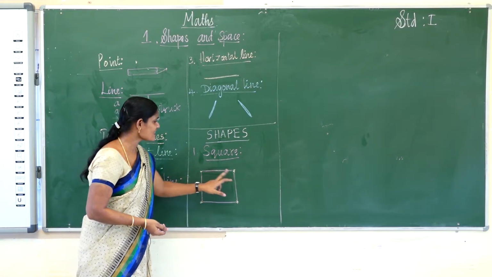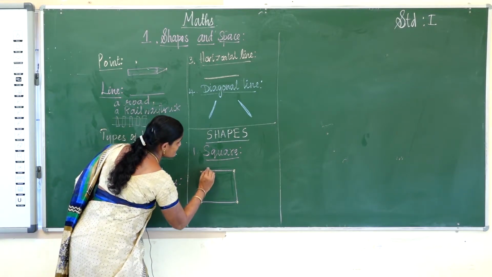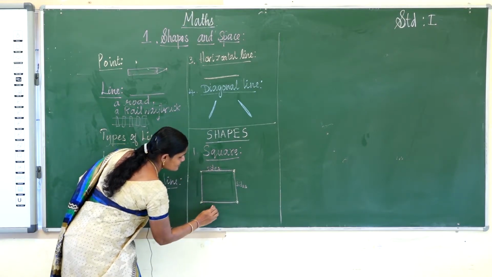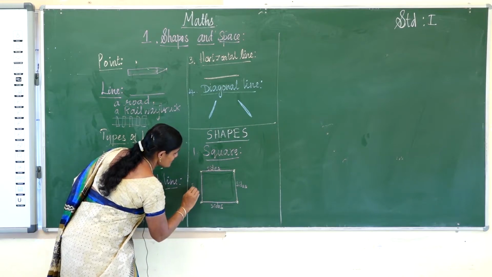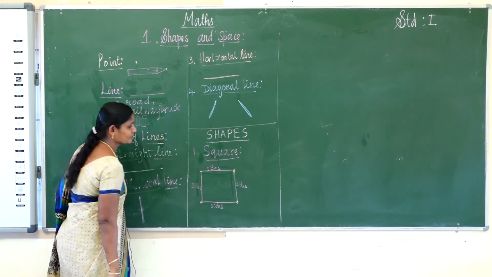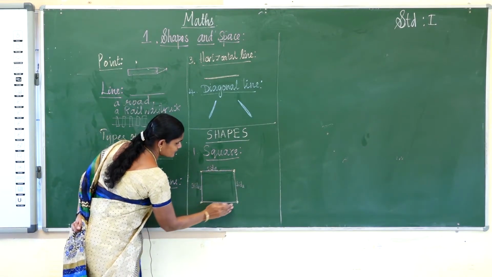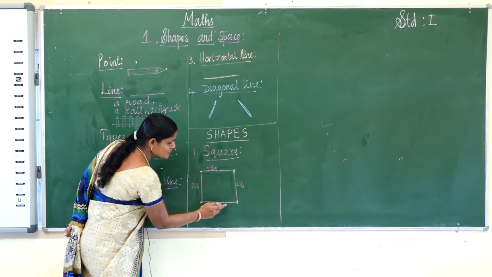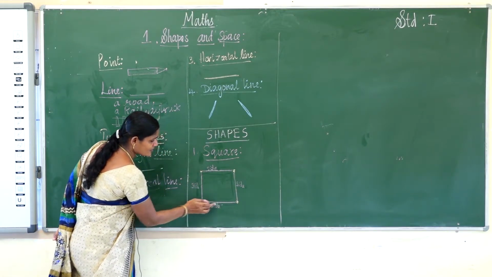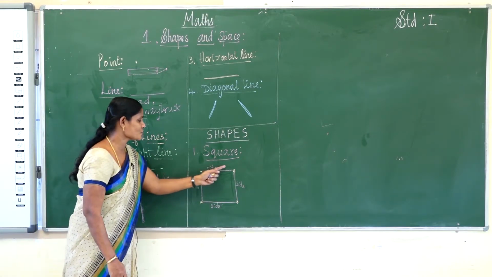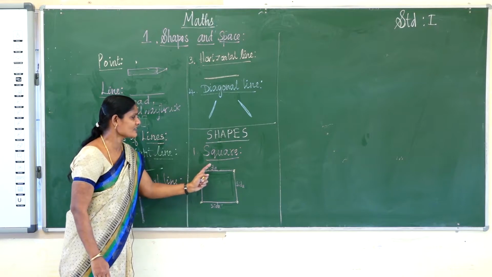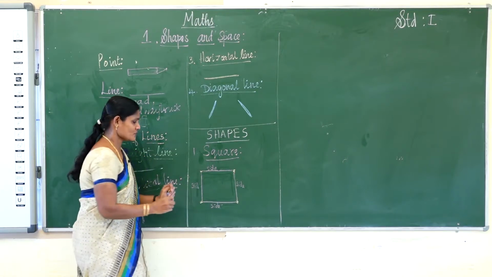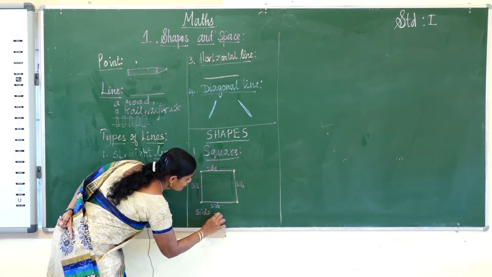How many sides? These are the sides. This is also a side. This is also a side. These two sides are joined together. This is one corner. These two sides are joined together. This is another corner. So how many sides are there? A square has 4 sides. 1, 2, 3, 4. So the sides are 4.